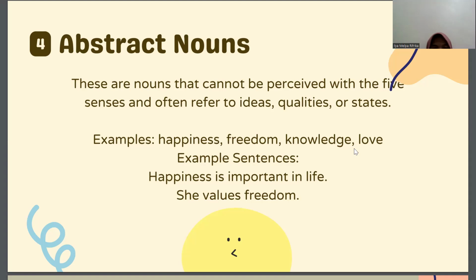And the example sentences, the first one is happiness is important in life. The abstract noun here is happiness. And the second example sentence is she values freedom. The abstract noun here is freedom.